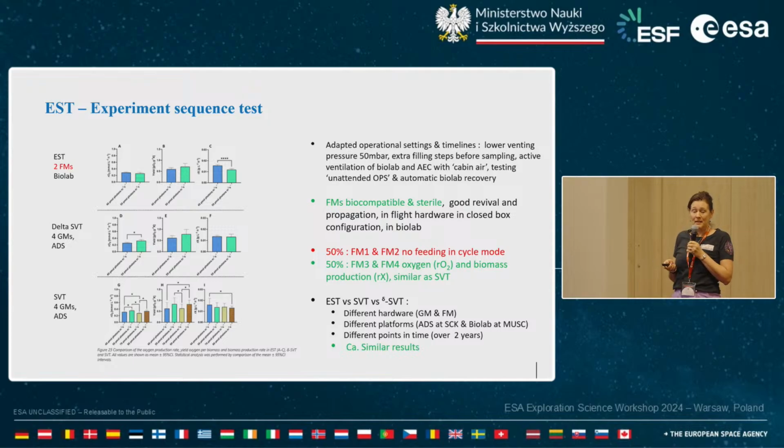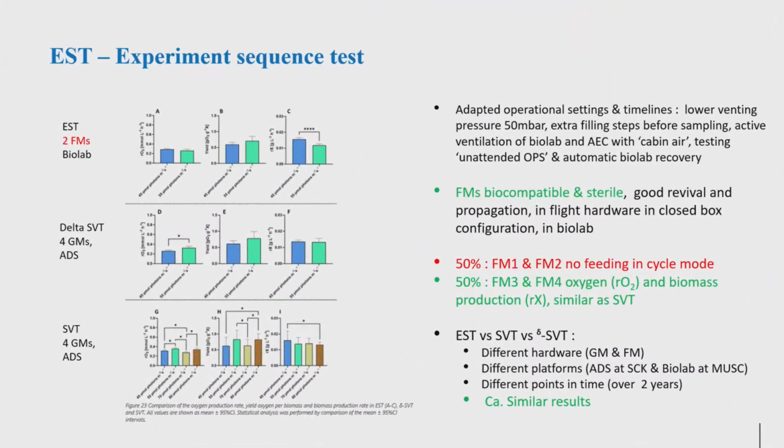Again, during EST, a lot of things worked well, but 2 of the 4 reactors didn't get feed. What happened is that it's new hardware, new septa on the reservoir, new needles, and some of the needles, by puncturing these new septa, got blocked.